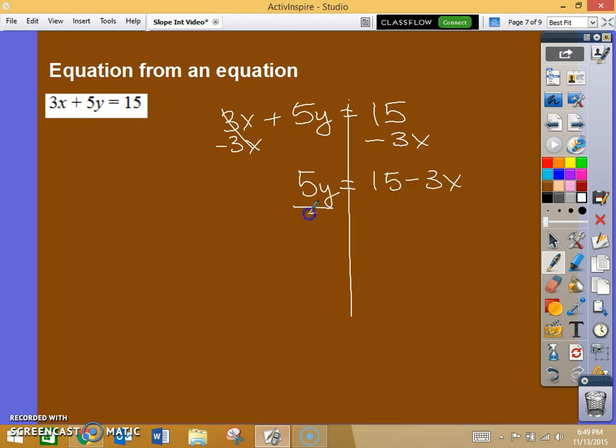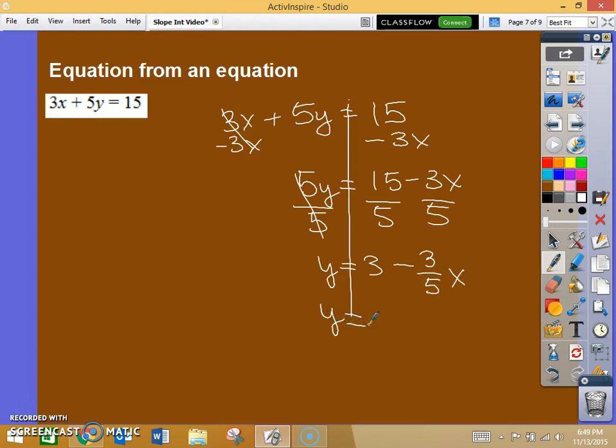And now I can divide both sides by 5. 5y divided by 5 is just y. 15 divided by 5 is 3. Minus, I'm just going to write this as a fraction, 3 over 5x. And now my very last step, which a lot of people forget, I need to make sure that this x term comes first. So I just switch this around.